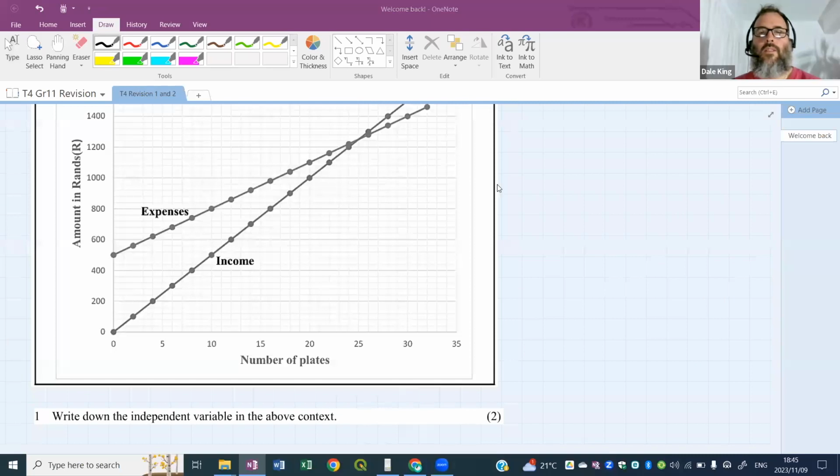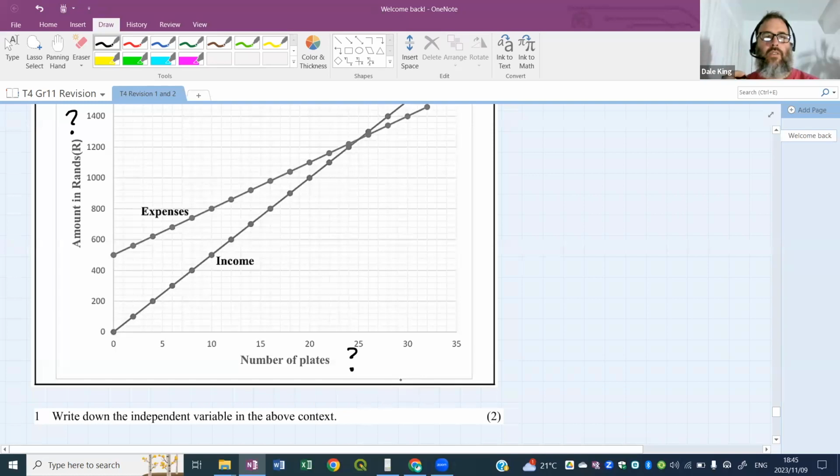There's my man. We can always rely on Emmanuel. He's there to save the day. Emmanuel, which variable is independent? The independent one is the amount in rands, because the number of plates depends. So Emmanuel's saying it's either amounts in rands or it's the plates. We just want to figure out which one is which. So one depends on the other.